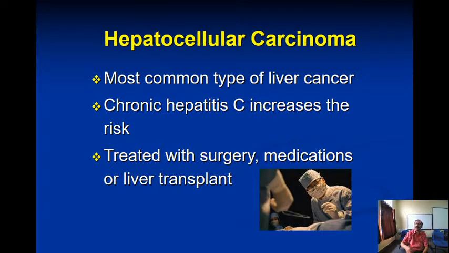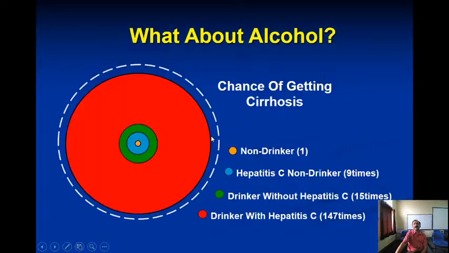Also, as in hepatitis B, you have hepatocellular carcinoma, which can occur from chronic hepatitis C. And you can treat it with surgery, medications, or liver transplant.